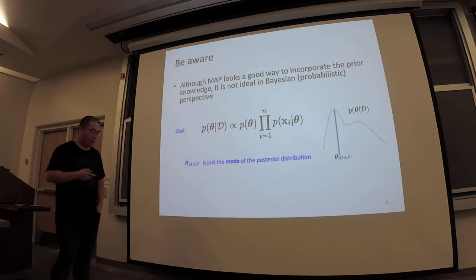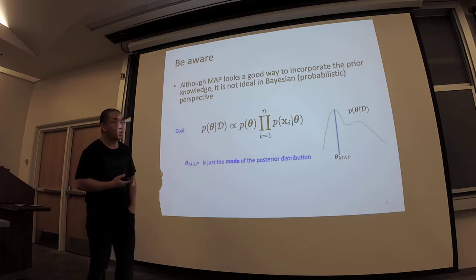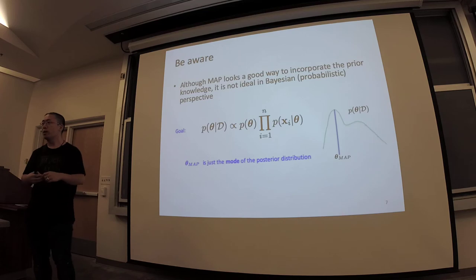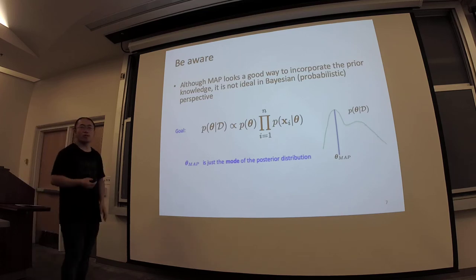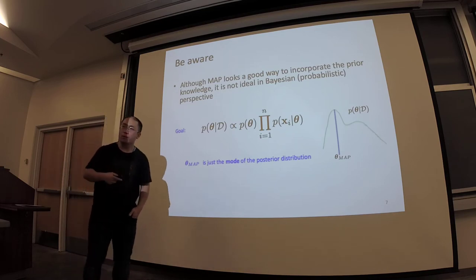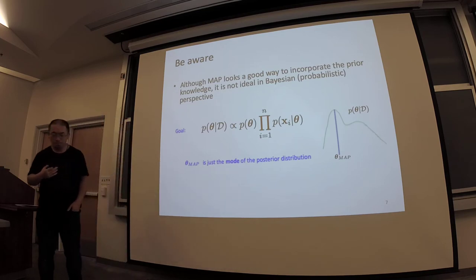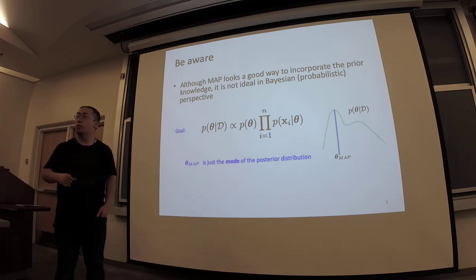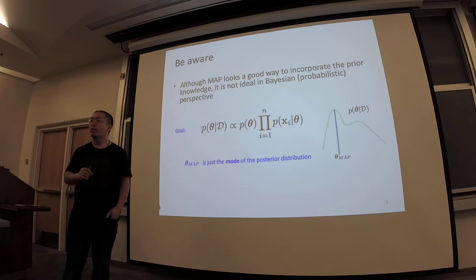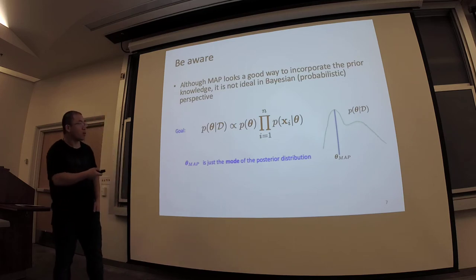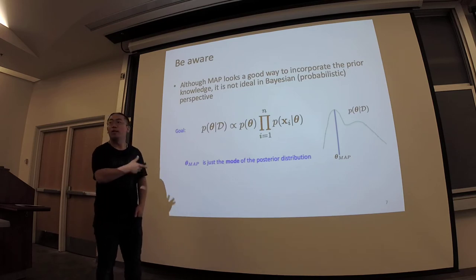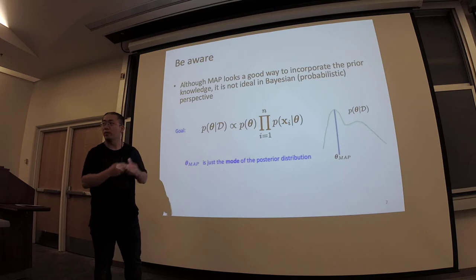So this is an interesting connection between the commonly used regularizer and the log prior in the Bayesian world. Although MAP estimation looks like a good way to incorporate prior knowledge, because we take into account not only the data information but also our prior beliefs, it's still not ideal from a Bayesian perspective. The reason is that in the Bayesian world, we always want to compute the posterior distribution rather than some single point. The posterior distribution is proportional to the prior distribution multiplied by the data likelihood, right? So this is a distribution, it's not a point.